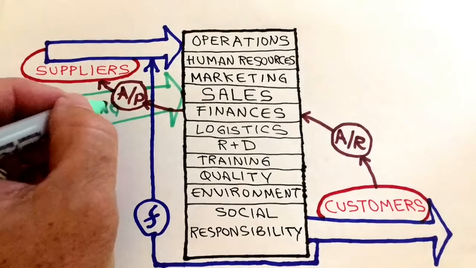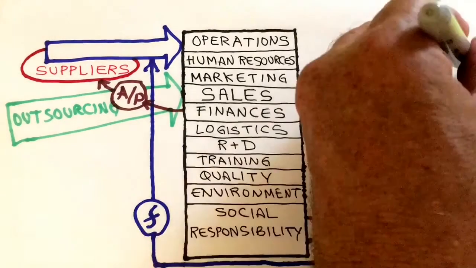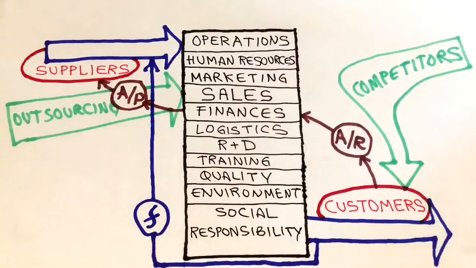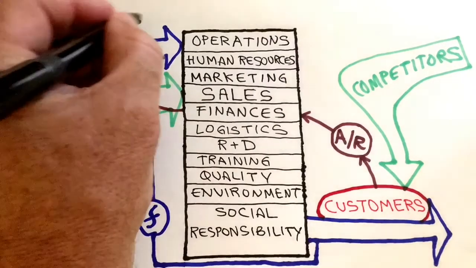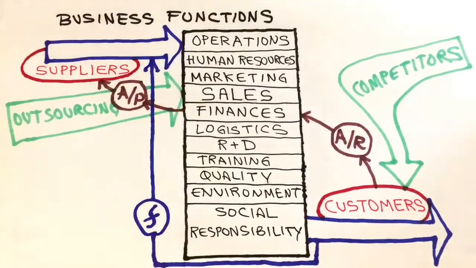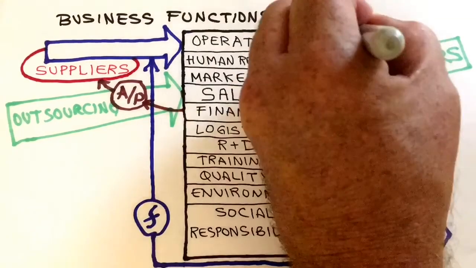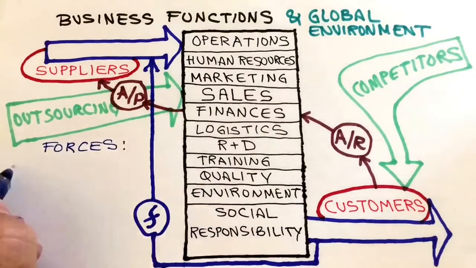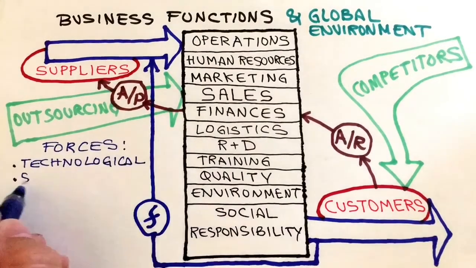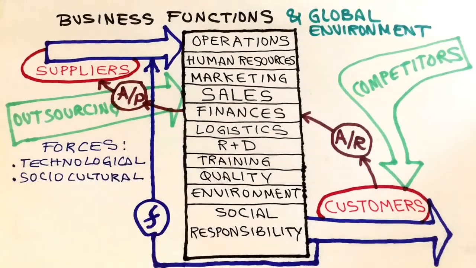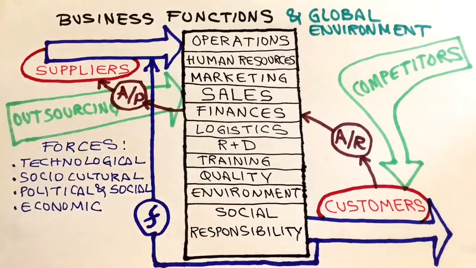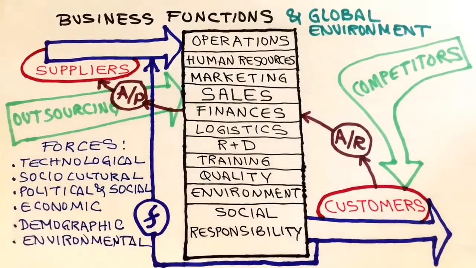In the global environment, we have to see what parts are going to outsource and who are our competitors who are going to go after our customers. These are the business functions, and now we're going to give you a brief list of the global environment that you also have to check. These are also called the external forces, like technological forces, social-cultural forces, political and social situation if you're going to go global, economic forces, demographic, and of course, environmental forces.